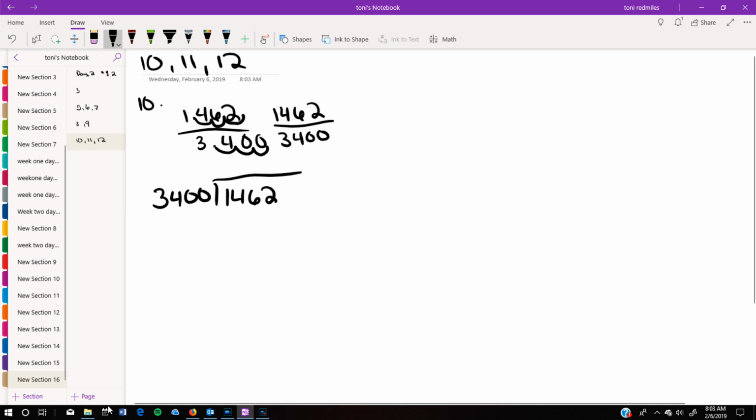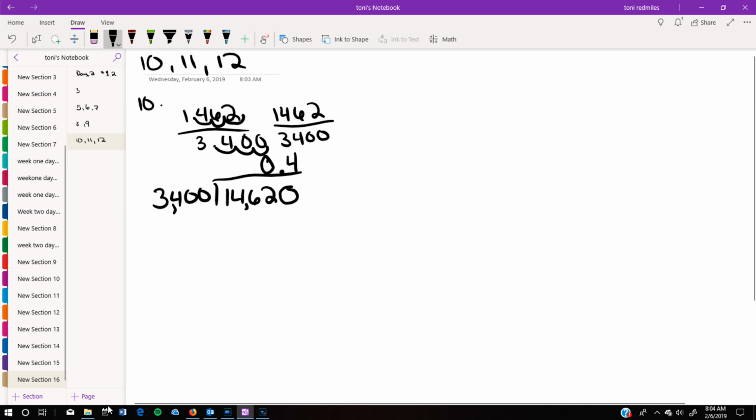All right, so 3,400 can't go into 1,462. Goes in 0 times. So now I'm going to add a decimal point in my answer. Once I have that decimal point in my answer, I can have as many zeros as I want. A little rule of thumb, if you're getting confused, like if you're like, this is just too big of a number, just look at the thousands place. So we have 14 past the thousands place. And on the other one we have 3. So ask yourself, how many times can 3 go into 14? 4 times, right?